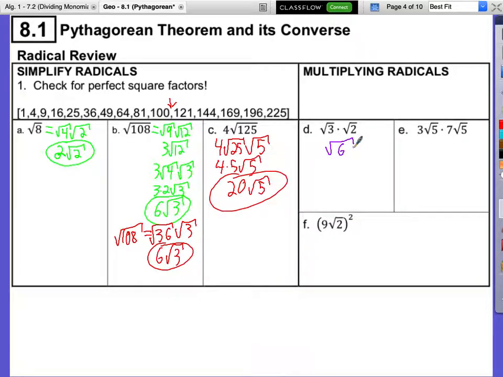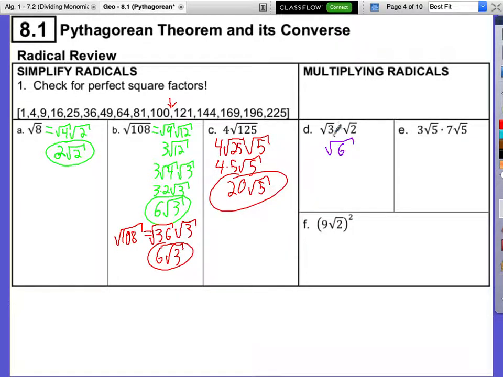So is this just the reverse process of what we were doing? Kind of. Yeah, it's really just a reverse process of what we were doing. Because before, what we said was the square root of 18 was equal to the square root of 9 times the square root of 2. Now we're just going the reverse way and multiplying them together.